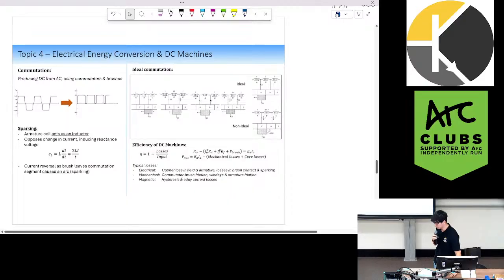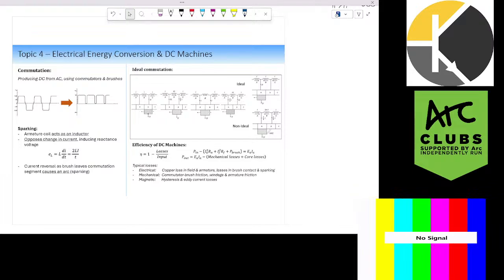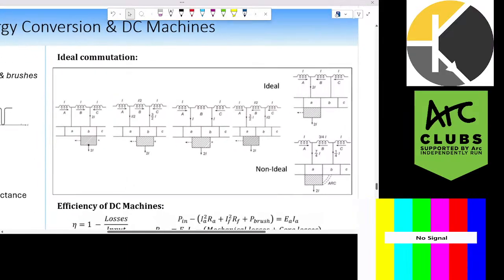So going back to commutation, previously we assumed that it was ideal. That means that when we flip our armature 180 degrees exactly, we assume that the current direction will flip immediately. In reality, that is definitely not true, because our coils themselves act as inductors, and inductors oppose a change in current, which means we can't have this instantaneous change. So if I look at this diagram, this is what we would expect in the ideal case.